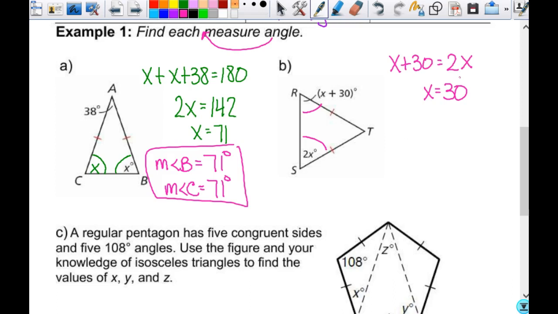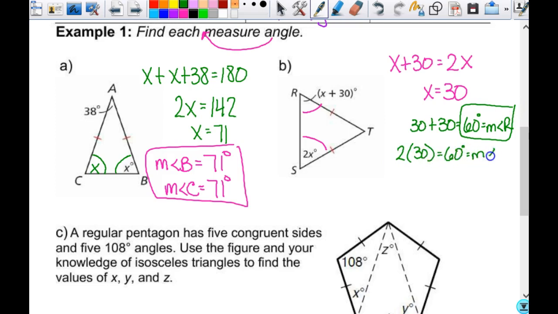No. So I've got to plug them back in. So I plug it into here, and for angle R, I can say 30 plus 30 equals 60 degrees, and that is the measure of angle R. So there's the first one. Then I can plug it into this one. 2 times 30 equals 60. That's the measure of angle S.